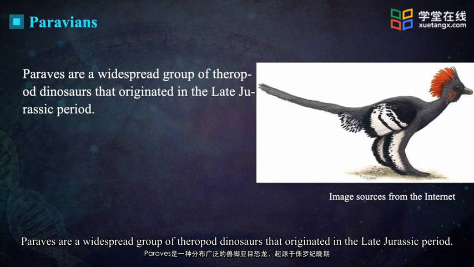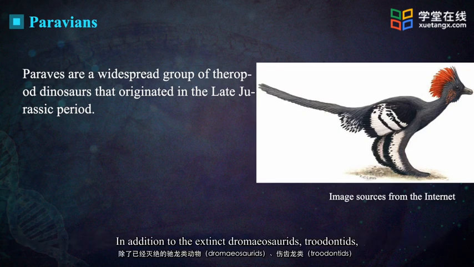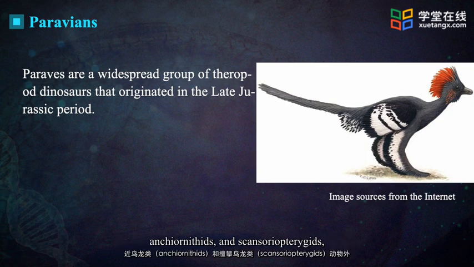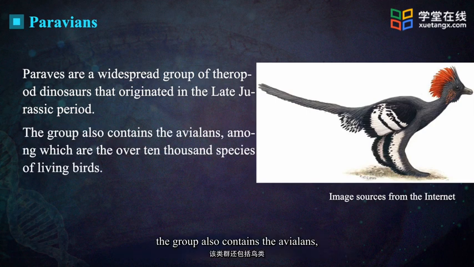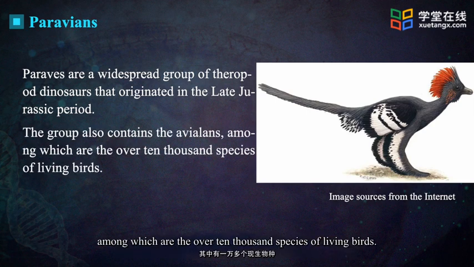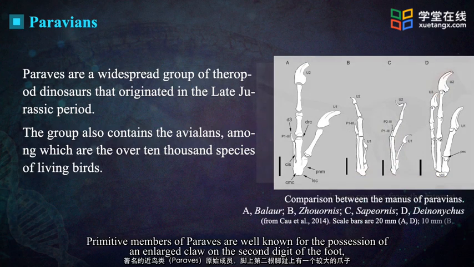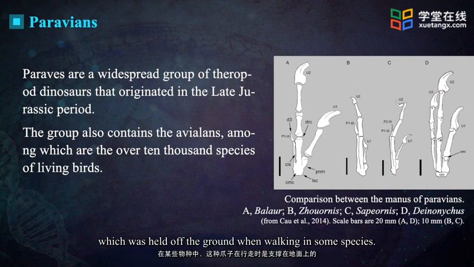Paraves are a widespread group of theropod dinosaurs that originated in the late Jurassic period. In addition to the extinct dromaeosaurids, troodontids, archaeornithids, and scansauropterids, the group also contains the avialans, among which are the over 10,000 species of living birds. Primitive members of Paraves are well known for the possession of an enlarged claw on the 2nd digit on the foot, which was held off the ground when walking in some species.